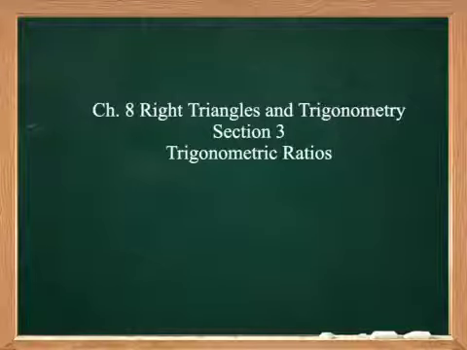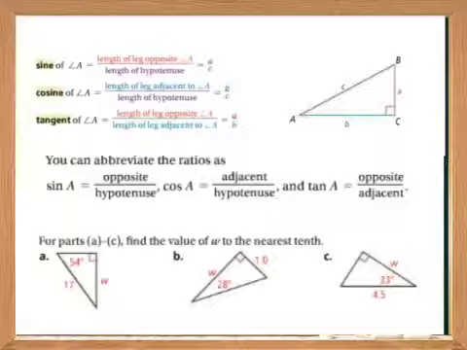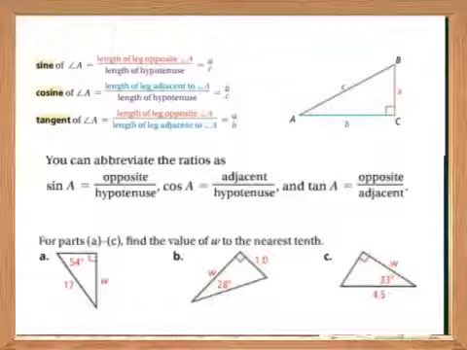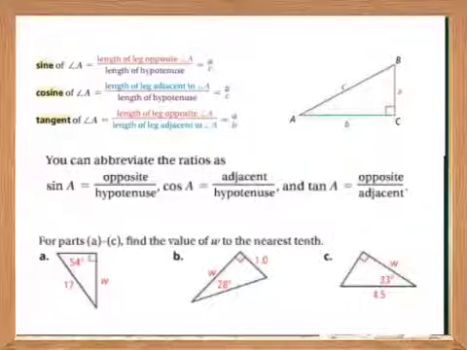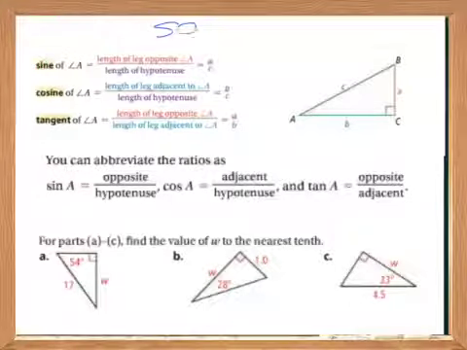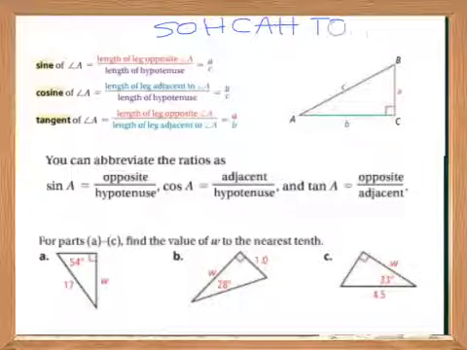Chapter 8, Section 3, Trigonometric Ratios. So here's a list of all of our ratios that we'll need for this section: sine, cosine, and tangent. We think, and I'm sure that you've seen this before, of SOHCAHTOA whenever we're using these trig ratios.